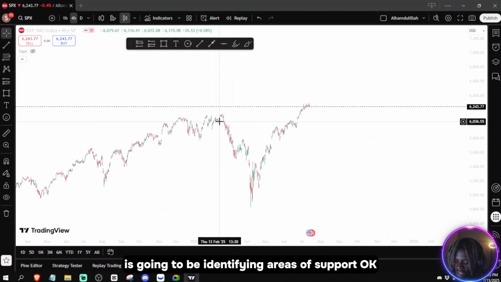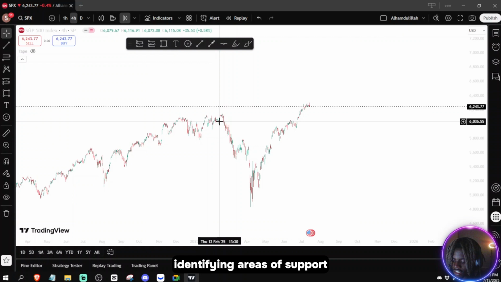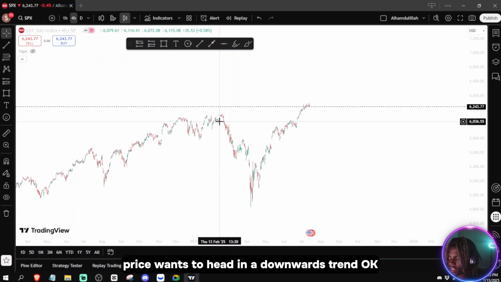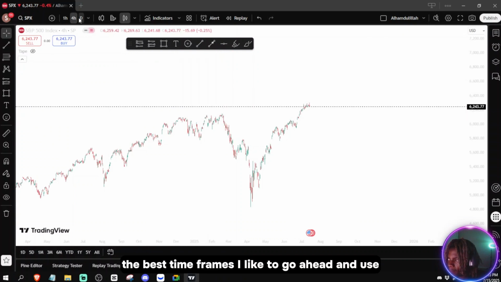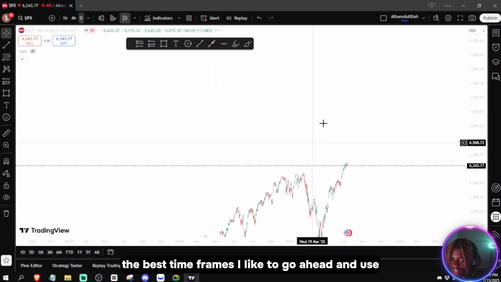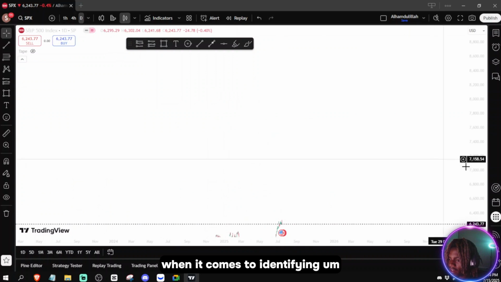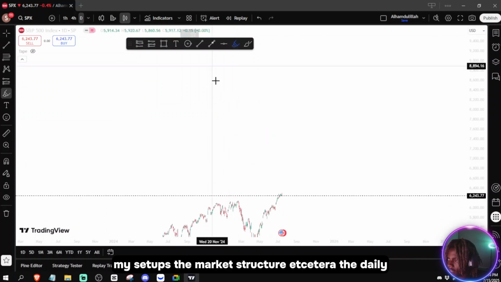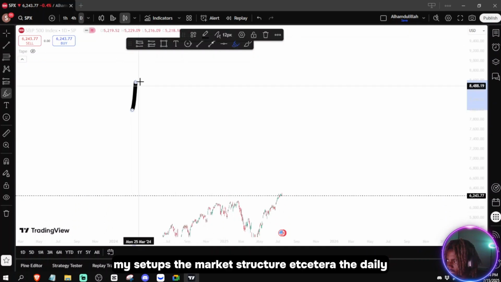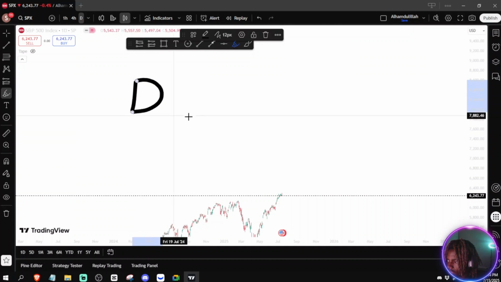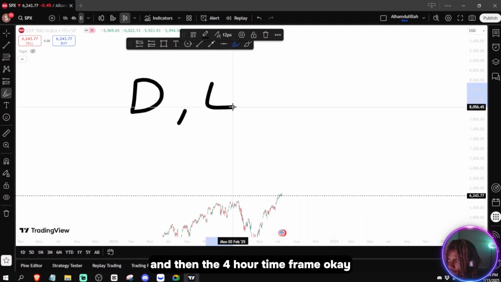One thing that's going to be really, really huge here is identifying areas of support. Identifying areas of support is going to be crucial for knowing when price wants to head in a downwards trend. The best time frames I like to use when it comes to identifying my setups, the market structure, etc., are the daily and then the 4-hour time frame.